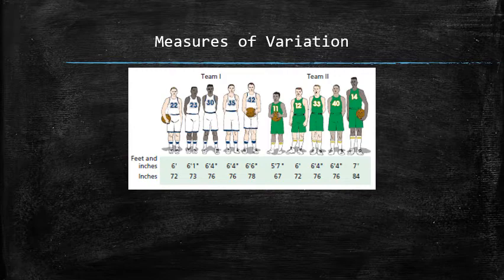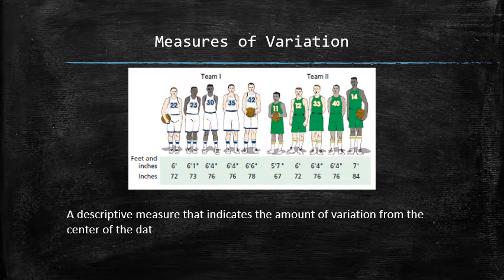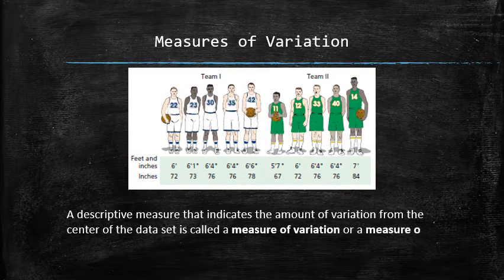data within the set. To describe that difference quantitatively, we use a descriptive measure that indicates the amount of variation or spread in the data set. Such descriptive measures are referred to as measures of variation or measures of spread. Just as there are several different measures of center, there are also several different measures of variation. In this section, we will examine the most frequently used measures of variation.